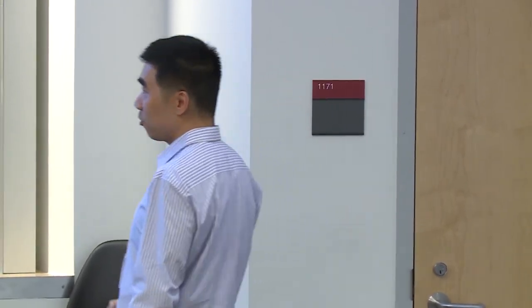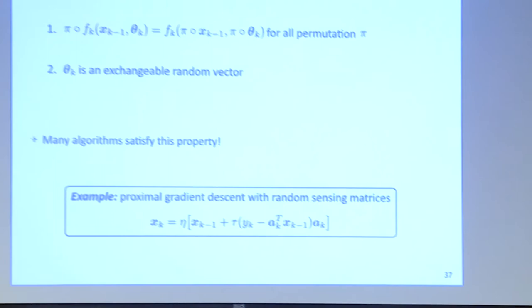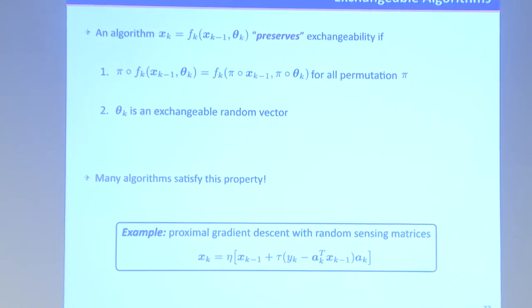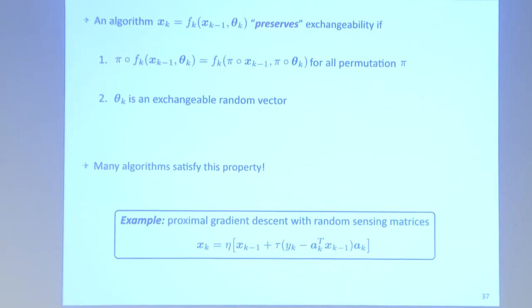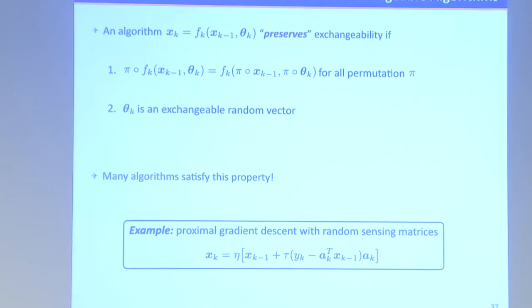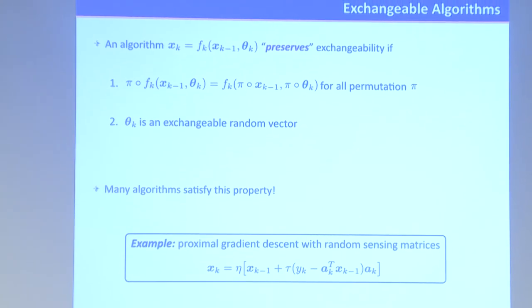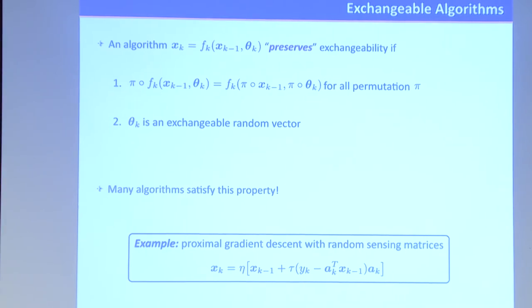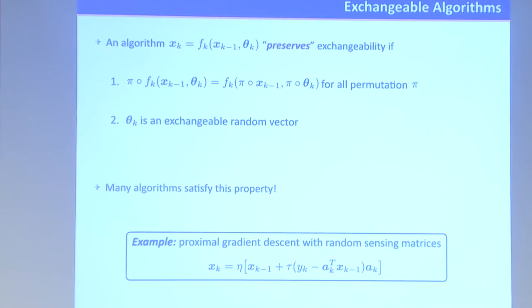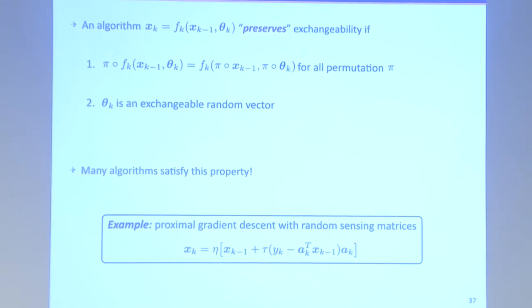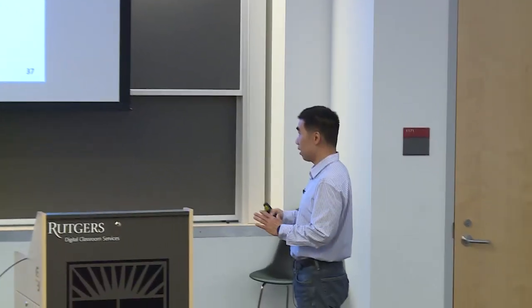I think the best thing is to look at a concrete example, for example, online lasso or online proximal gradient descent. You can easily verify the first condition is satisfied. For the second condition, in this case, the randomness is nothing but the sensing vector a_k. Suppose you assume the sensing matrices are random. This is the statistical assumption that we have to make. It cannot have exchangeability if you give me a fixed matrix, because it's not exchangeable when the entries are fixed.